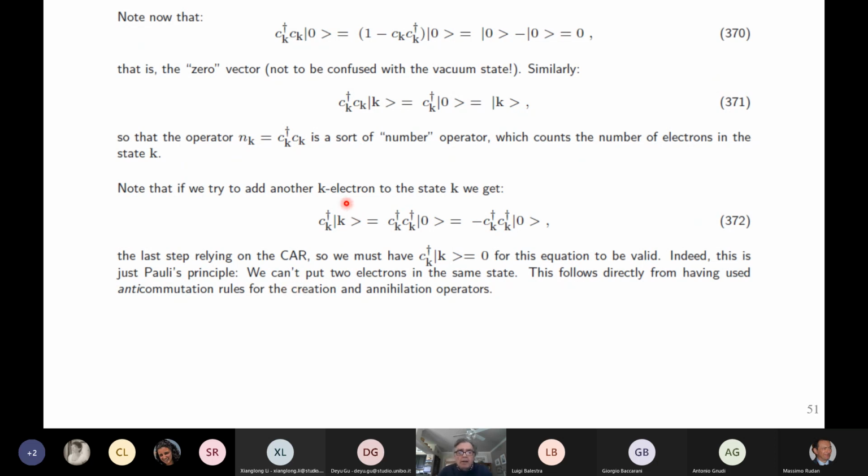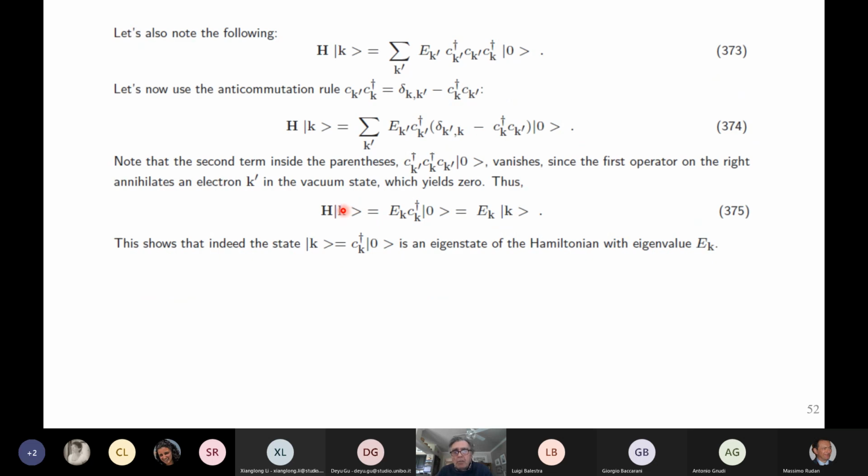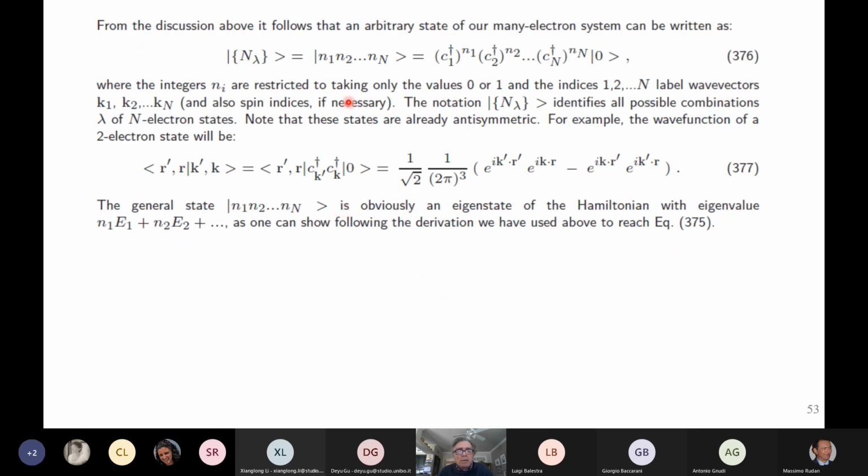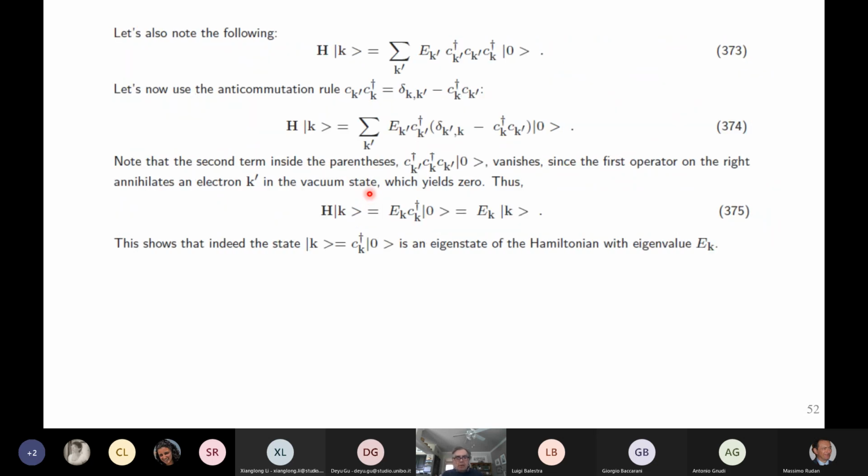And by the way, if I consider the state in which I take 1 electron in state K and then I create also 1 electron in state K prime, the anti-commutation rules of these 2 operators imply that the wave function that I have is anti-symmetric if I swap the state of the electron K prime with the state of electron K. So I also get the anti-symmetrization of the wave function automatically.